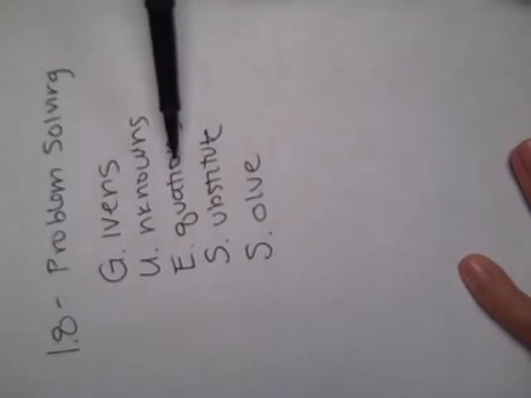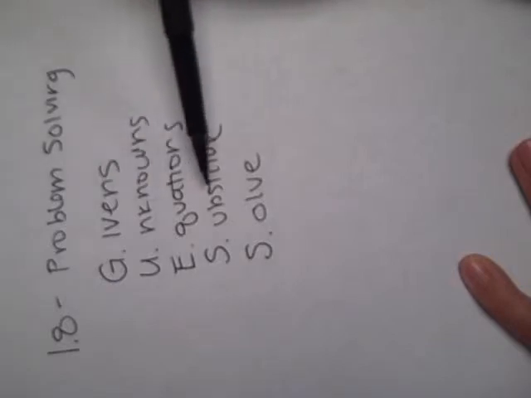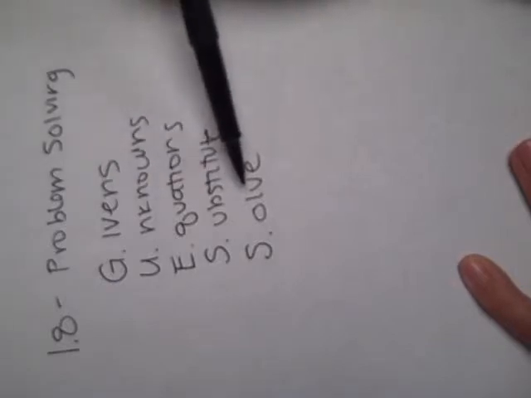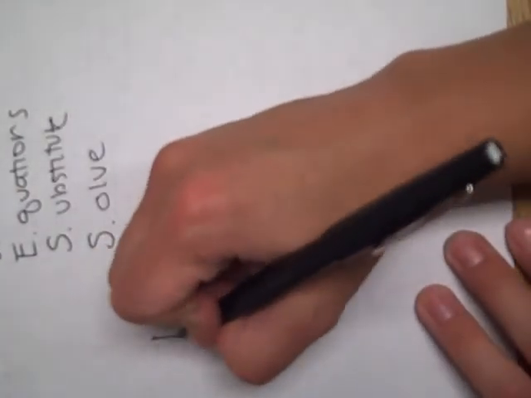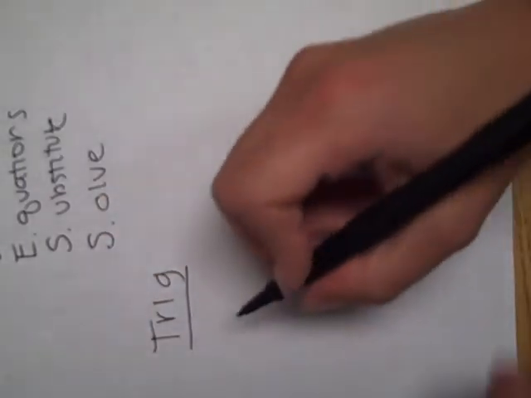Next step, pick an equation. You will have a ton of them to pick from, but you have to pick the right one. Finally, substitute in your givens and your unknowns into your equation. And then last but not least, go ahead and solve, and don't forget to put units on the answer. And then one final thing that you may need to remind yourself about is a little bit of trig. We will be doing a lot of that.